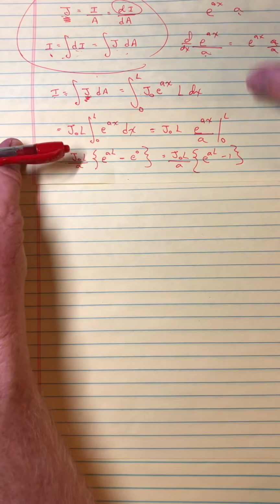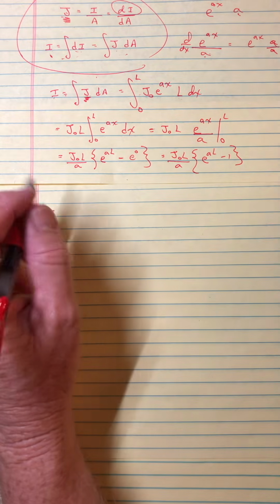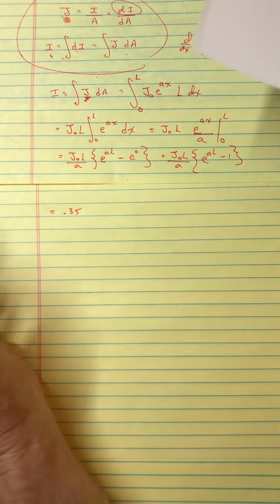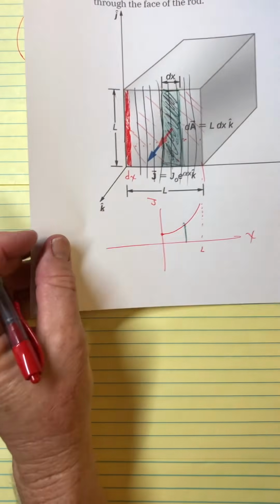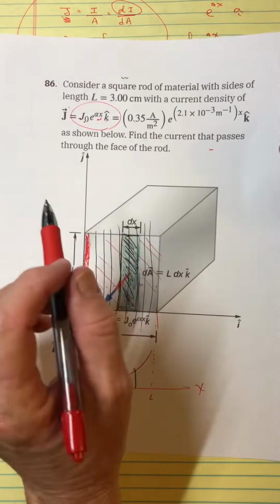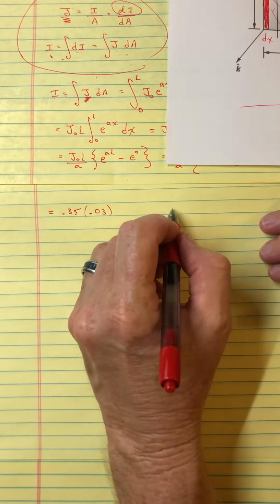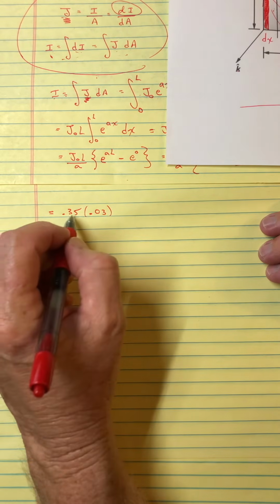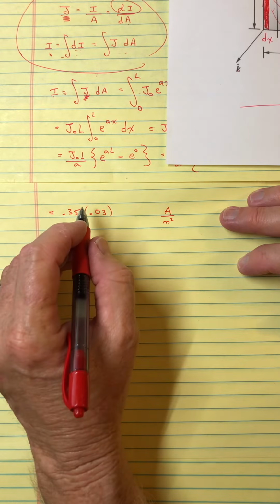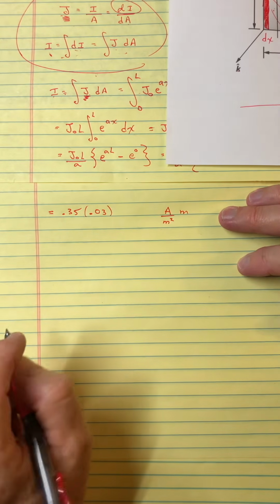So I would have this J naught, which in this problem they give me. The J naught is 0.35. The length L, they've got it as 3 centimeters. So I will put it as 0.03. And maybe over here I'll put my units. Remember the J naught was amps per square meter. And then the L is in meters, okay?